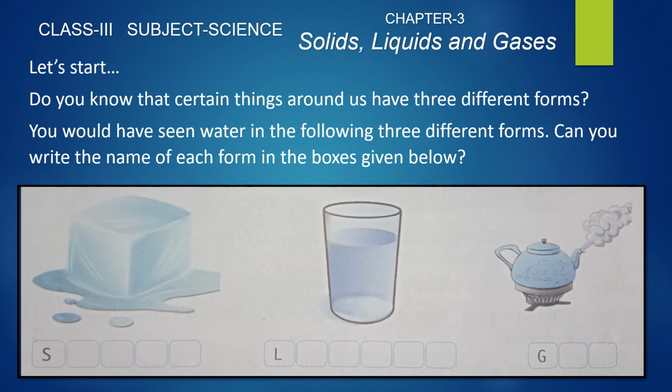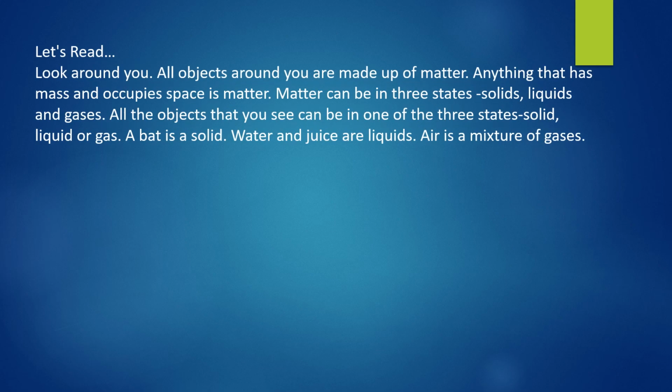So first is what? Solid. That means a piece of ice is called the solid form of water. The next one, liquid. Liquid means it's water. Then the third one is gas. So when water is boiled, then it becomes gas. So these are the forms of water. Let's read the chapter first.